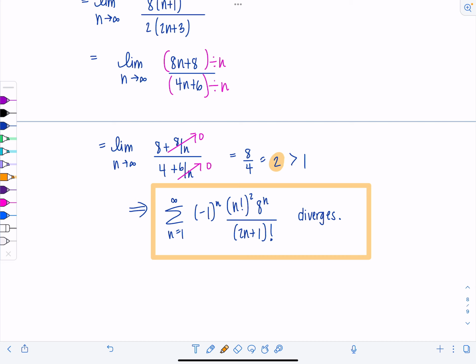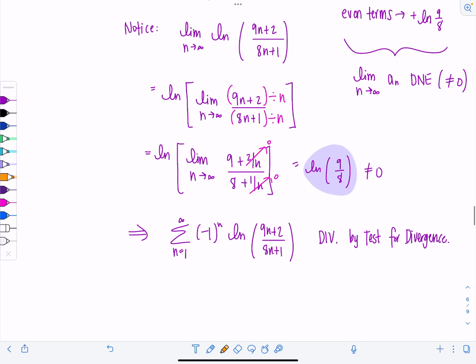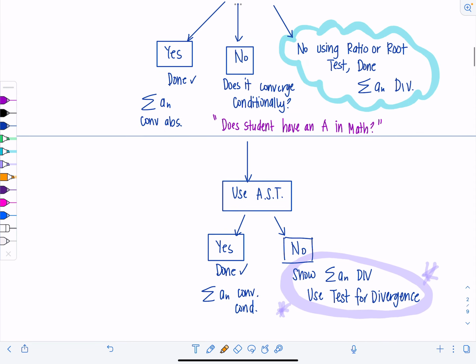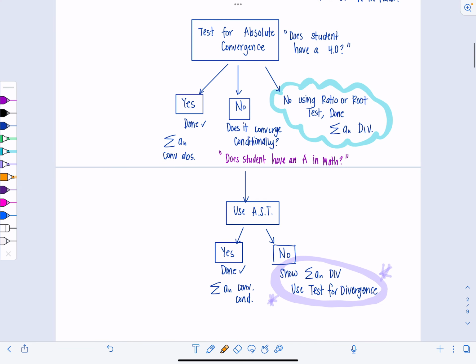Okay? So let me go back to the little flow chart. There's 3 branches. Come back, flow chart. Where'd you go? Here we go. And so basically, I tested for absolute convergence. I got a no using the ratio test, so I'm done. The sum diverges. If I had used ratio or root test and it passed, then you would also be done. So either way, when you do ratio or root test, if you get a yes, you're done. If you get a no, you're done. The only time you still have to do AST after testing for absolute convergence is if you use a test that is not ratio or root test.